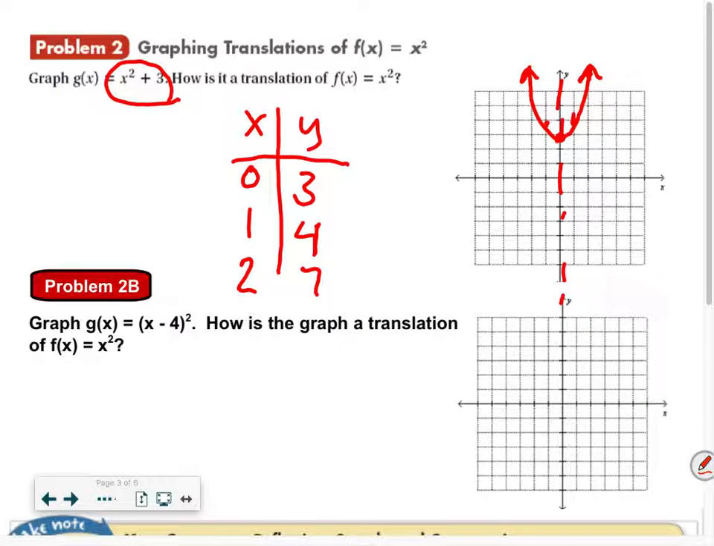So, question. How is it a translation? What's the difference? Normally we go like this, without the 3. That's it, just like before. The only thing we did is go up 3 thanks to that 3.